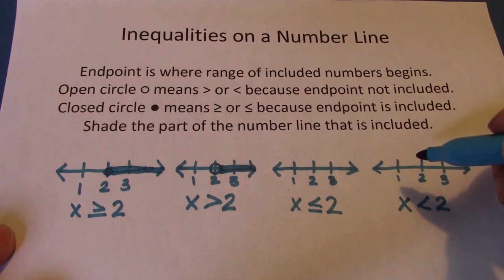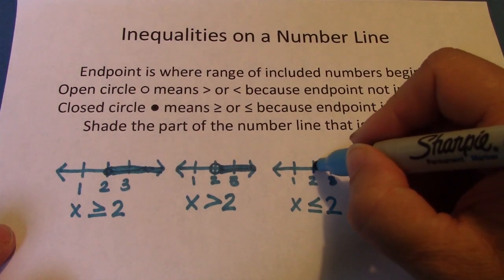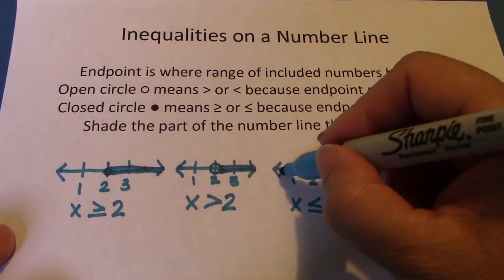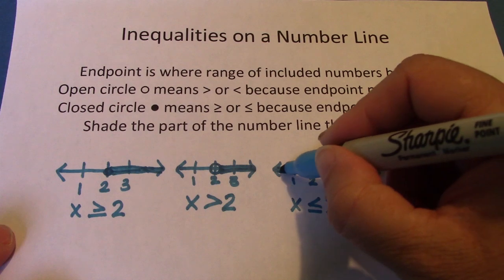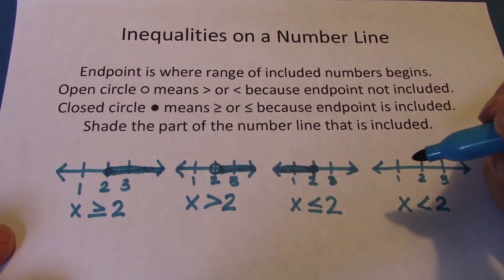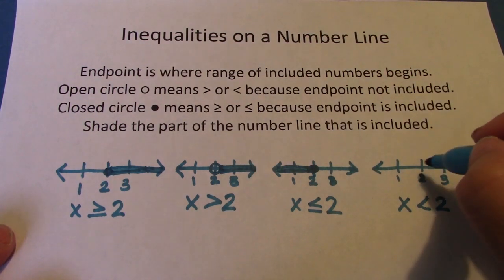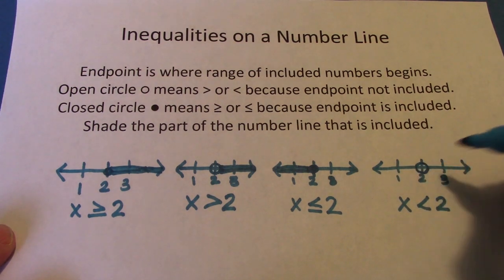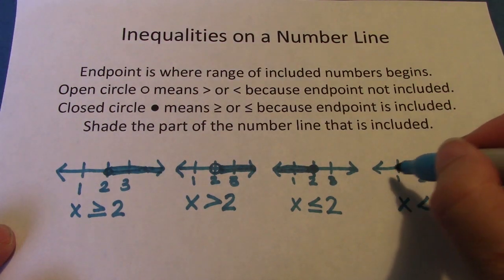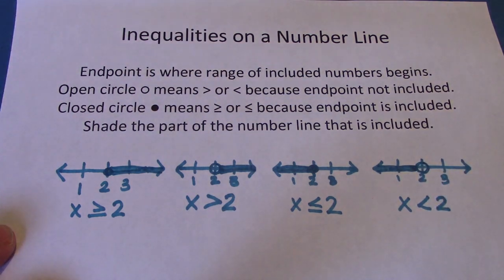Okay, for x is less than or equal to 2, again we're looking at 2, and it can be equal to, so we're going to have a filled in endpoint. Now these values are less than, so we'll go to the left, where the values go down, they're less than 2. And finally, x is less than 2. We're not going to fill in or shade that point because 2 can't be included in the solution, but x can be all those numbers that are less than 2.